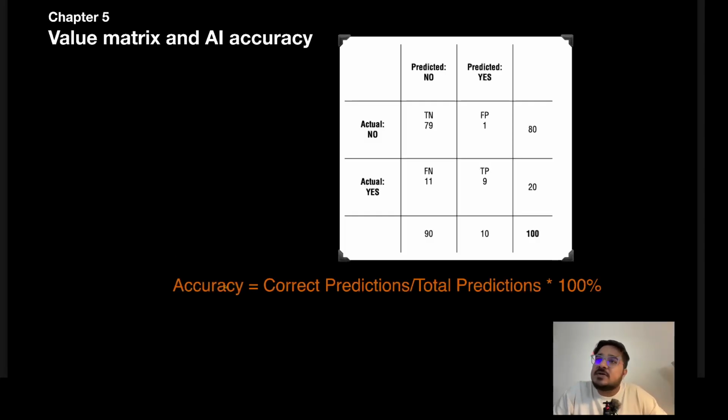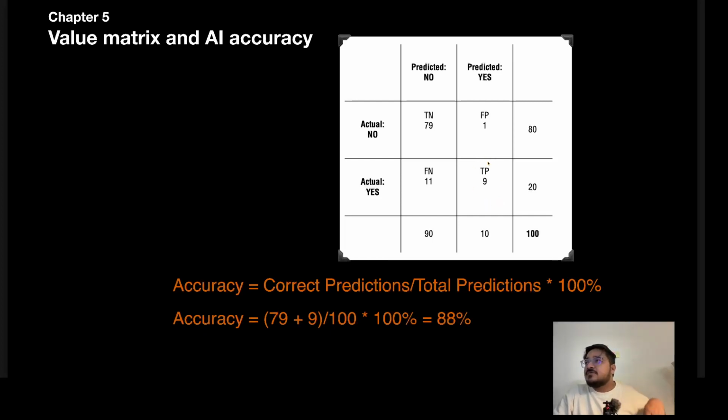How is accuracy counted? So see, the correct predictions divided by total predictions, into 100. So what are the correct predictions here? 79. So this true negative is a true prediction, and here there are 9 true positives. So 9 times they actually found out there is a problem in the car. So if you see, 88% accuracy of this particular model, this is a conservative AI.